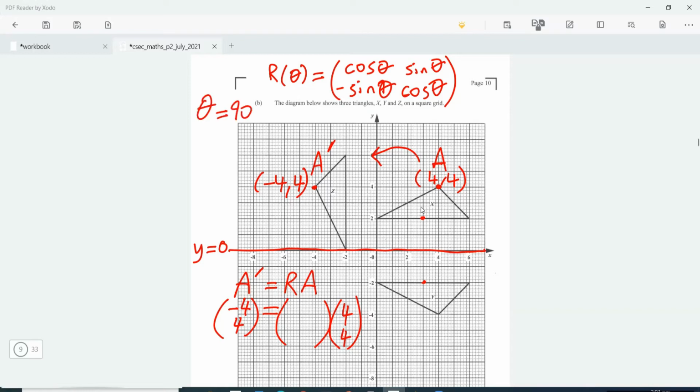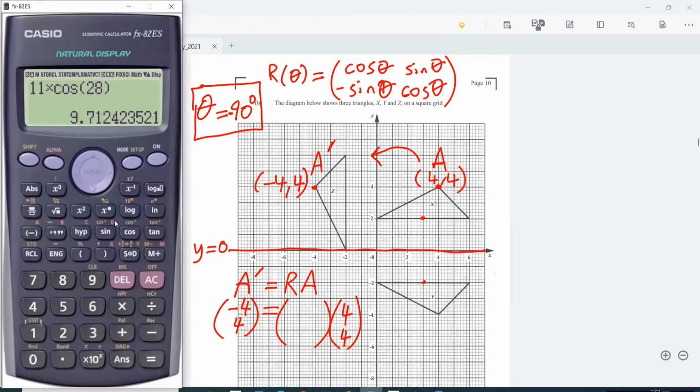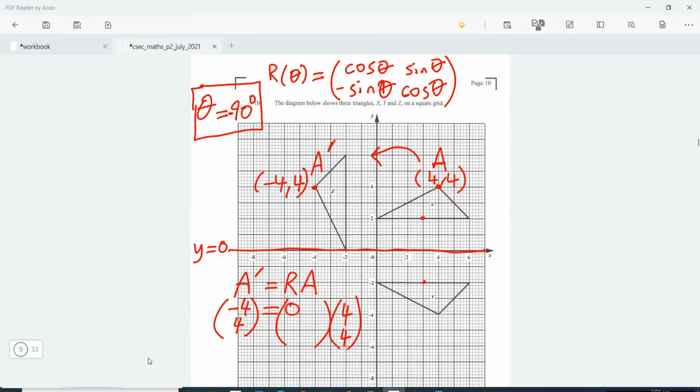If I put theta as 90, not just 90, no, but -90, if I put theta as -90, then the cos of -90, let me show you what that would become. Sorry, let me bring up this calculator. The cosine of -90, that is 0. All right, so I'm putting theta as -90. The cosine of -90 is 0. The sine of -90 is -1.